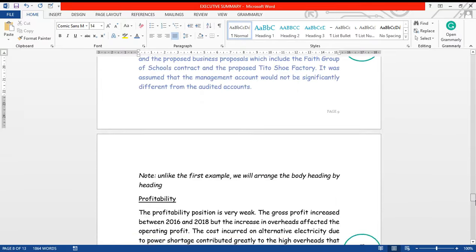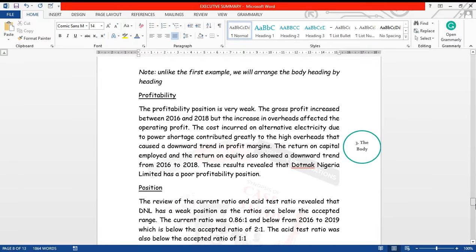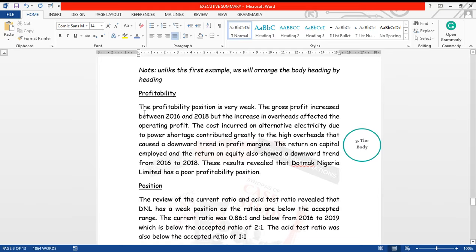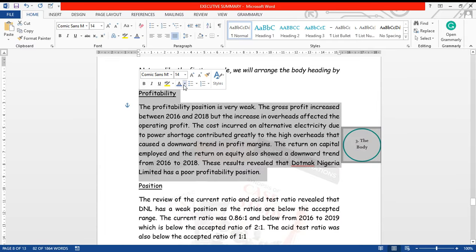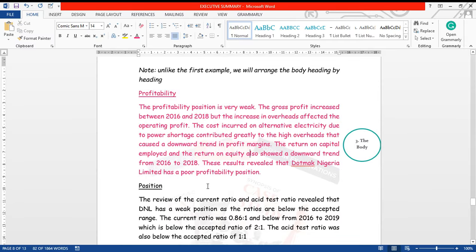So now we'll go to the body of the report. The first one, profitability, right? Profitability is big. We talk about everything about the profitability. This will be based on your requirements and your calculations. You cannot just come and write what you feel like writing. Obviously, all these things I didn't just write them here. I did some computations, but because we are focusing on the executive summary today, I don't want to bother you with the remaining body. We'll talk about that in subsequent videos.